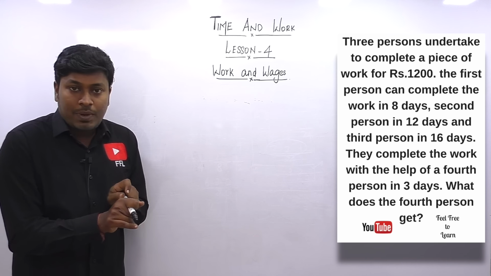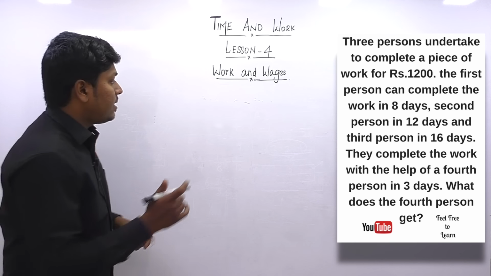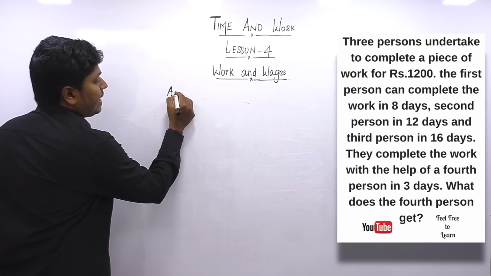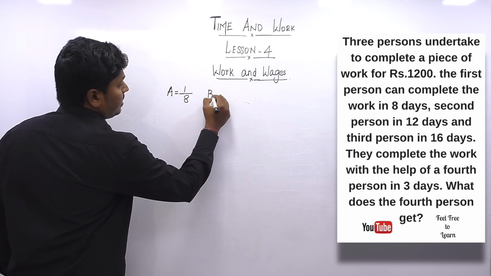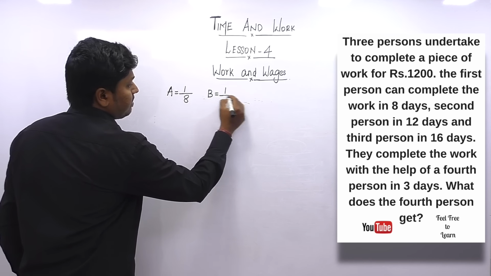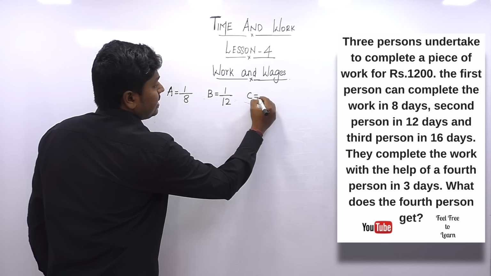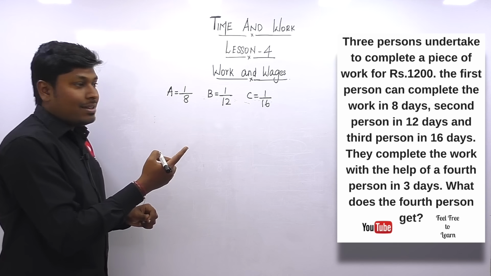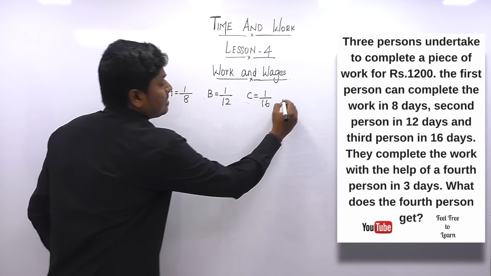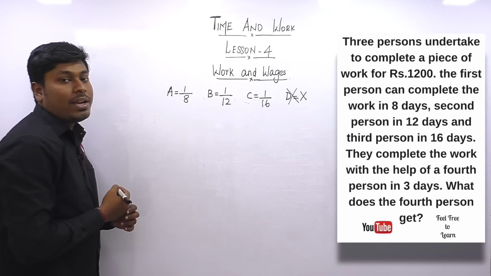So what is step number 1? Step number 1 is to find the 1 day work done by all the 4 persons, right? So here the question says A can complete a job in 8 days. So A's 1 day work will be 1 by 8. B can complete a job in 12 days, B's 1 day work will be 1 by 12, and C can complete a job in 16 days, C's 1 day work will be 1 by 16. But in the question, there is no direct statement about D's 1 day work. So our target is to find D's 1 day work.